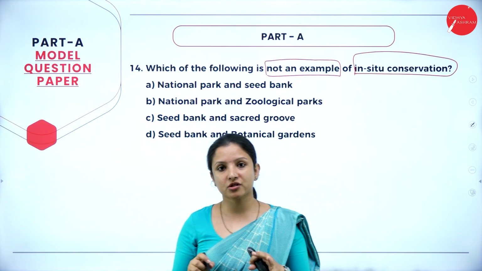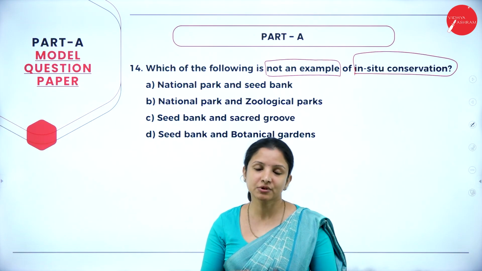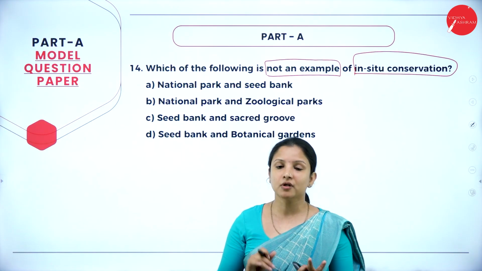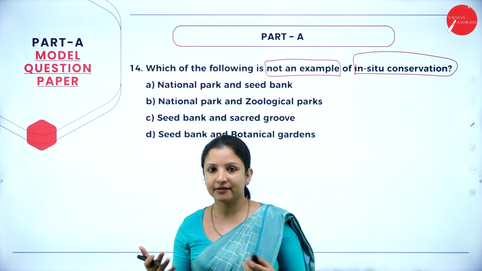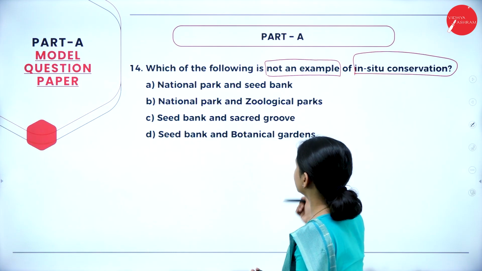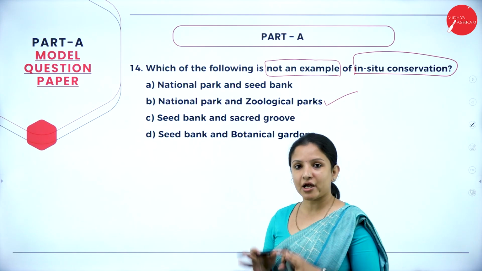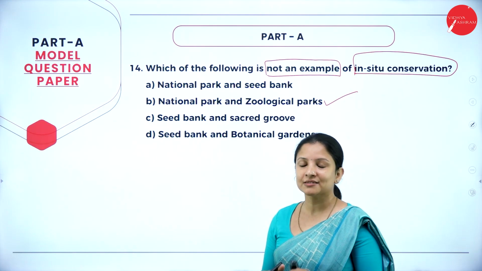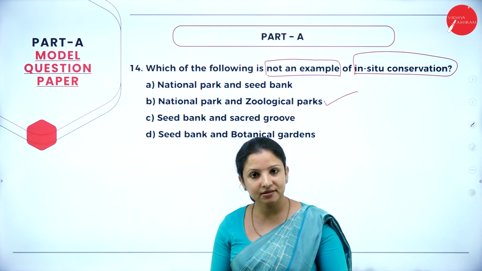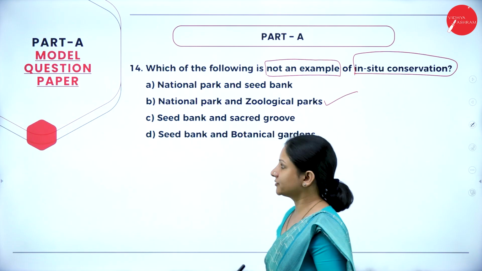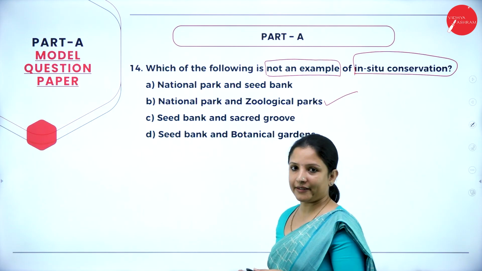In situ conservation means conserving the organisms in their natural habitat itself, not taking them somewhere else and then conserving them. So the right answer here is National Park and Zoological Parks, because it is in the National Park and Zoological Parks that the organisms will be conserved in their natural habitat. So that is why option B is the right answer here.